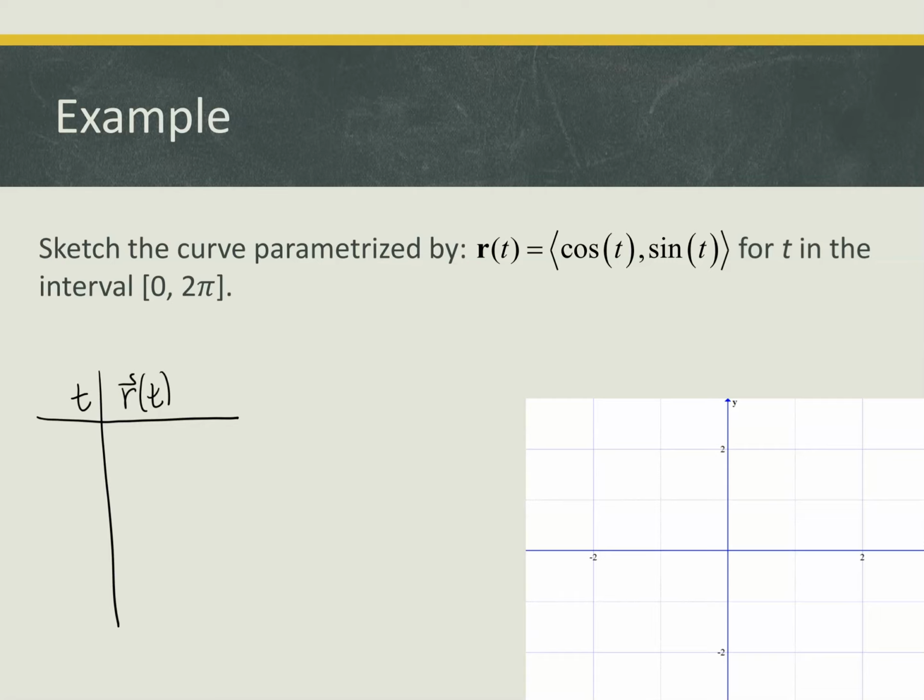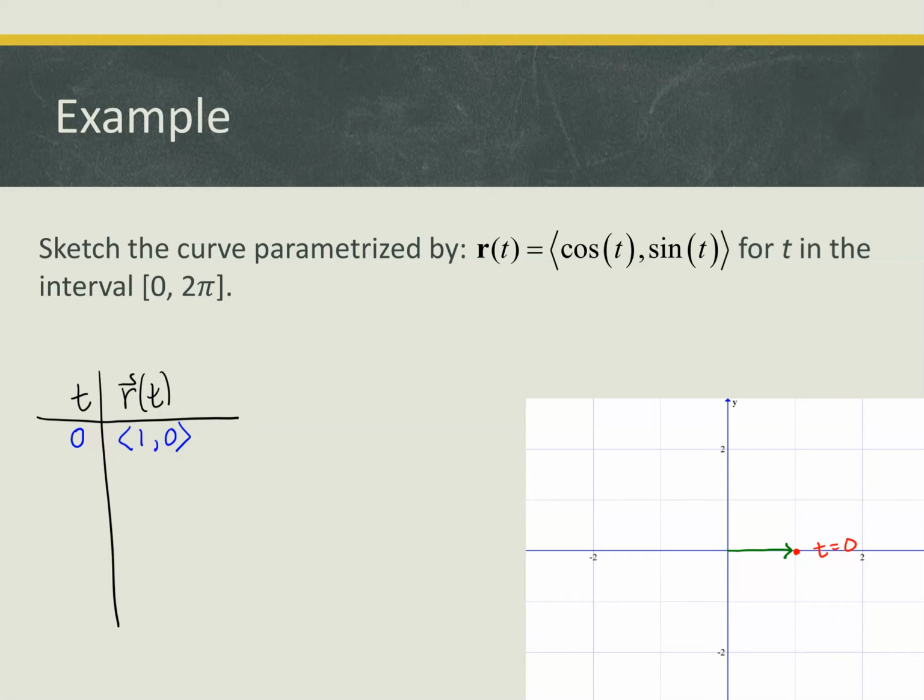So we're looking at the interval from 0 to 2 pi. So let's start with 0. Cosine of 0 is 1. Sine of 0 is 0. So we're going to have a position vector 1, 0. So it's going to look like that. And there will be a point at the terminal end, and that corresponds to t equals 0.